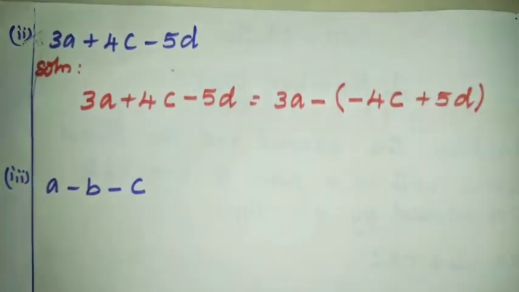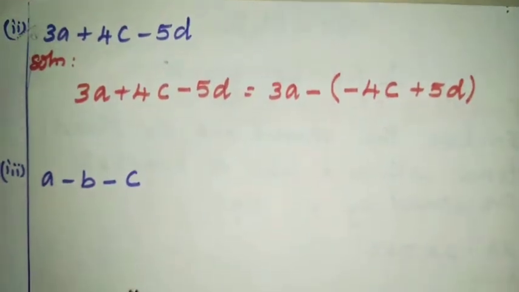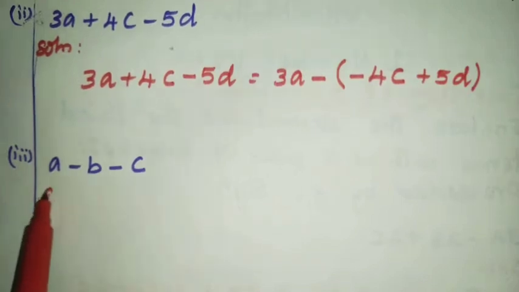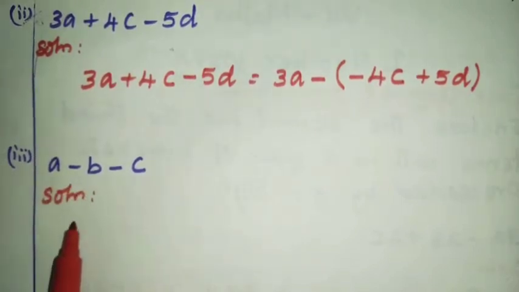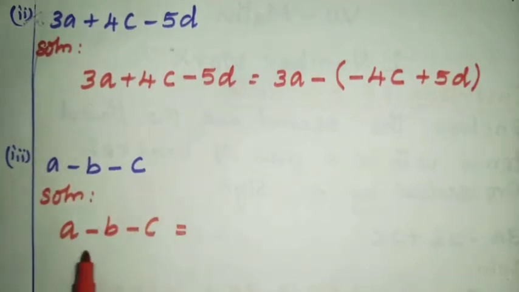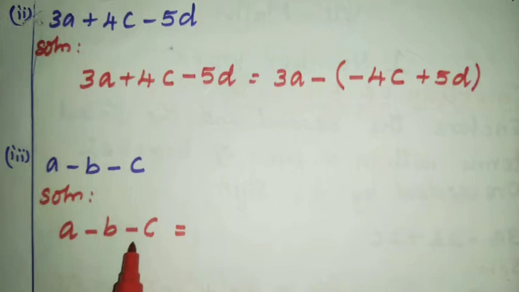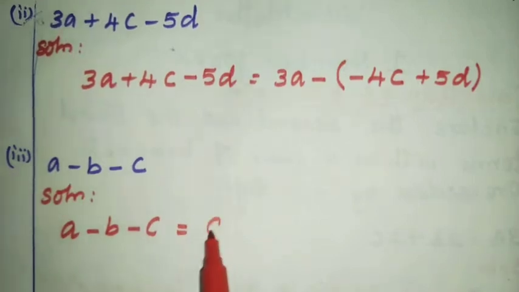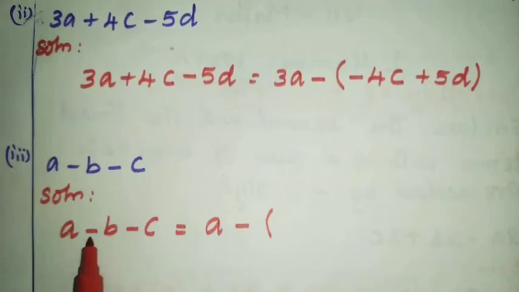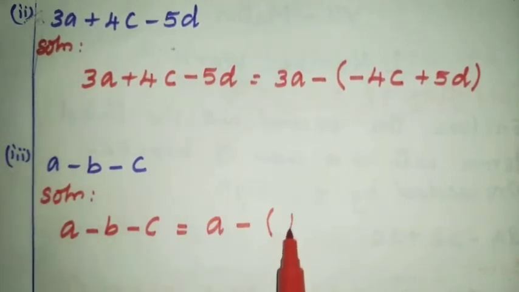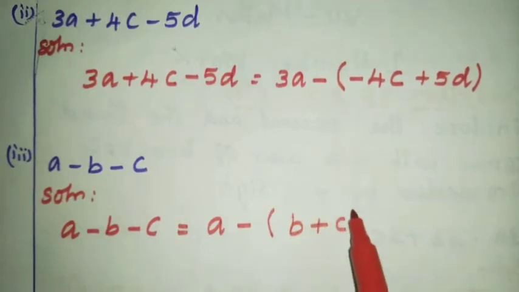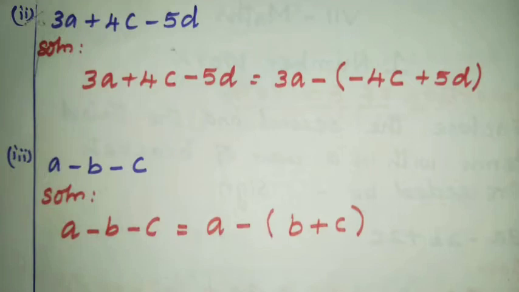So this is your answer. Then the next question is A minus B minus C. Same method, enclose the second and third term, A minus B minus C. Here second term is minus B, third term is minus C. So A minus of, so second term is minus B is changed into plus B, and minus C is plus C. So this is the answer for the third question.